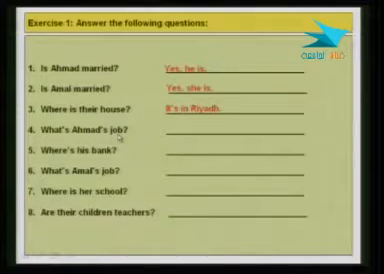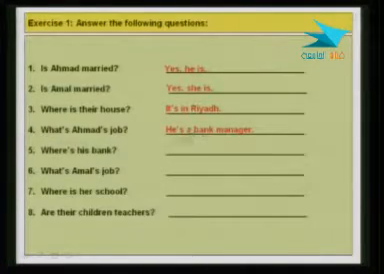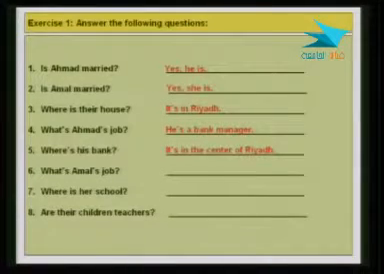Of course, Ahmed has a job and the job belongs to him. So what is Ahmed's job? The answer, according to the passage, is he is a bank manager. He's a bank manager. And this is also a contraction. He is, we say he's a bank manager. Question number 5. Where is his bank? It's in the center of Riyadh.